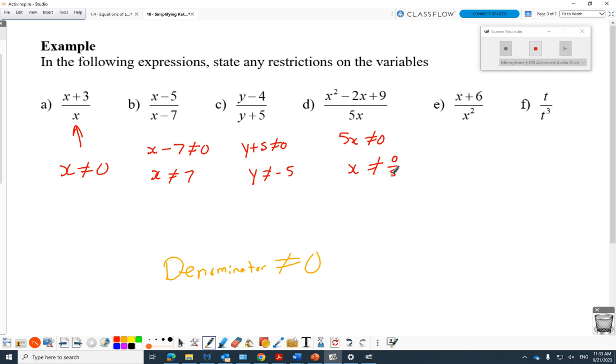I've really extra showed the steps here that you don't really need. Many people will just look at that and go, okay, well, x can't be 0 on that one.